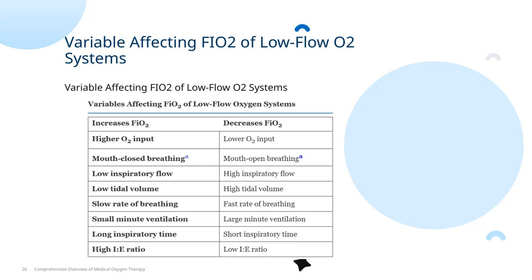Now, let's talk about the variables that affect the FiO2 in low-flow oxygen systems. This is an important aspect because it helps us understand how to optimize oxygen delivery based on patient needs. One of the main factors is the patient's breathing pattern, including their tidal volume and respiratory rate. These can significantly influence the actual amount of oxygen the patient receives. Additionally, the flow rate of oxygen we set on the device plays a crucial role. If the flow rate is too low, the patient might be drawing in more room air, which can lower the FiO2. Conversely, higher flow rates tend to deliver a more consistent oxygen concentration.